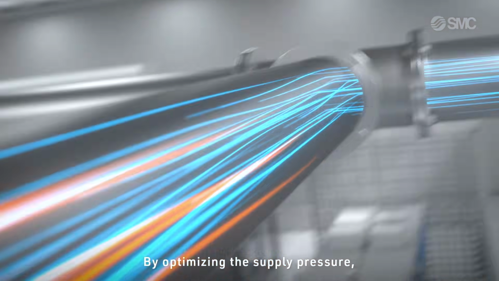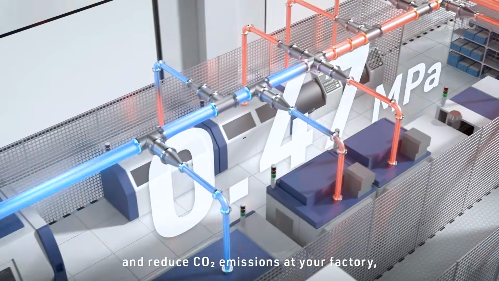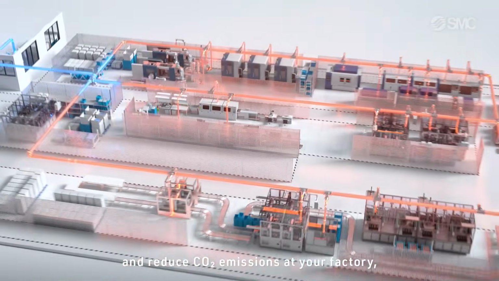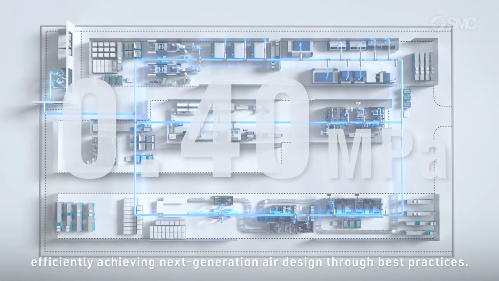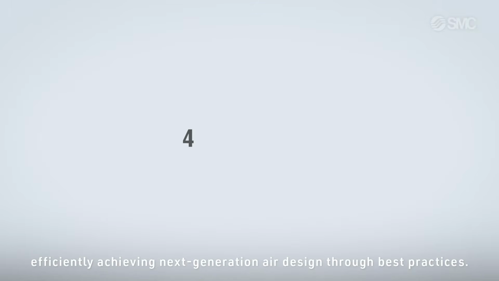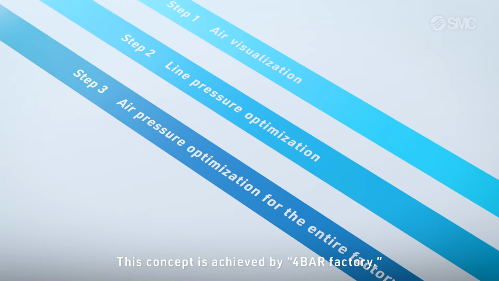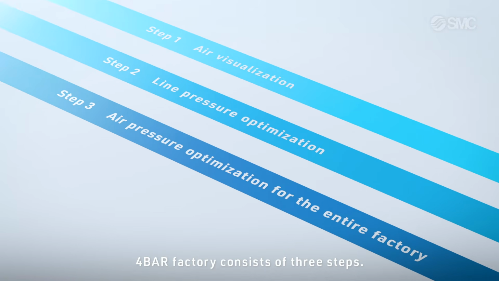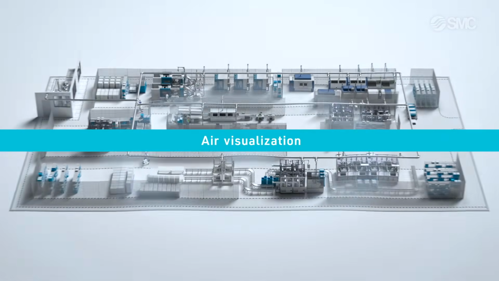By optimizing the supply pressure, you can save energy and reduce CO2 emissions at your factory, efficiently achieving next-generation air design through best practices. This concept is achieved by 4-bar factory. 4-bar factory consists of 3 steps. Step 1. Air visualization.